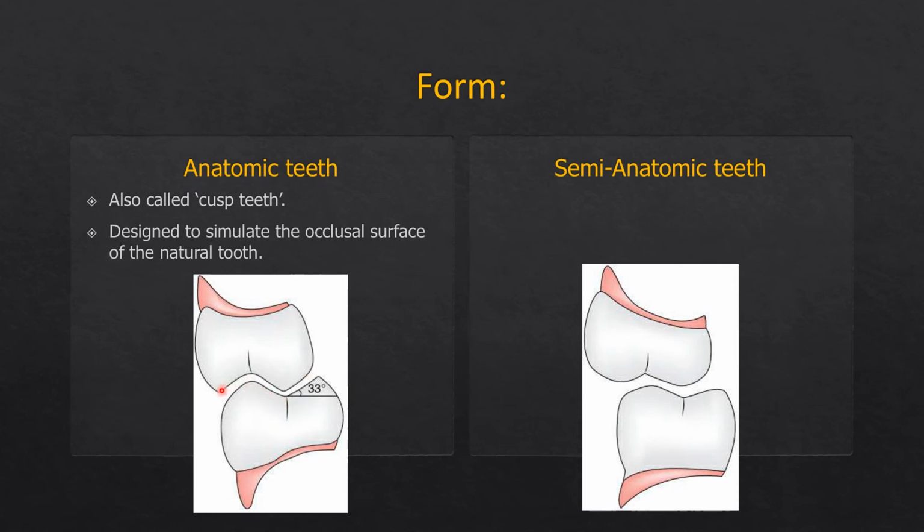Anatomic teeth are called cusp teeth because of course they have cusps, and they are designed to simulate the occlusal surface of the natural teeth and to effectively grind and chew the food. They generally have a cuspal inclination of 33 degrees. Semi-anatomic teeth have shallower cuspal inclines as compared to the anatomic teeth. Here, the cuspal inclines are generally about 20 degrees, whereas in anatomic teeth they are about 30 degrees.